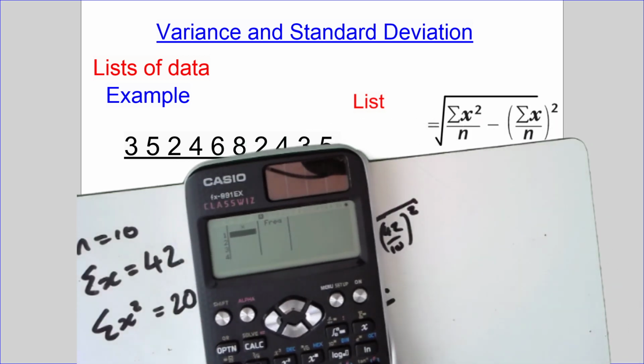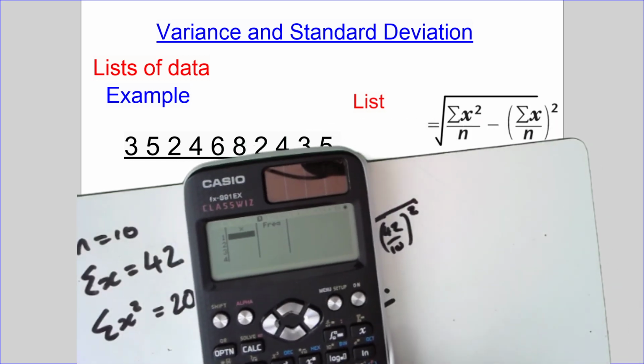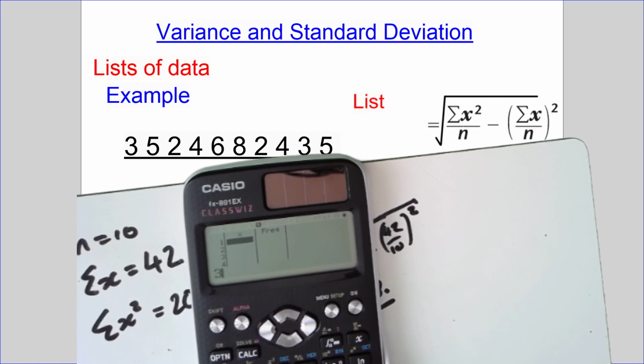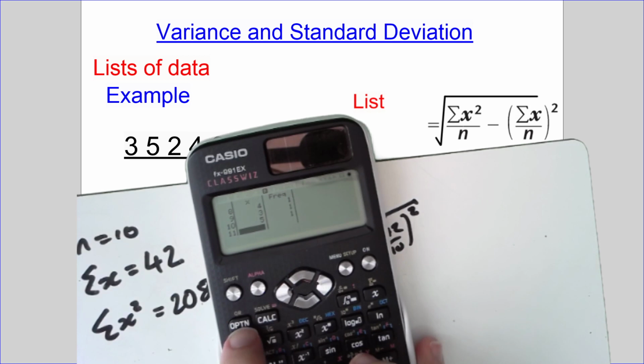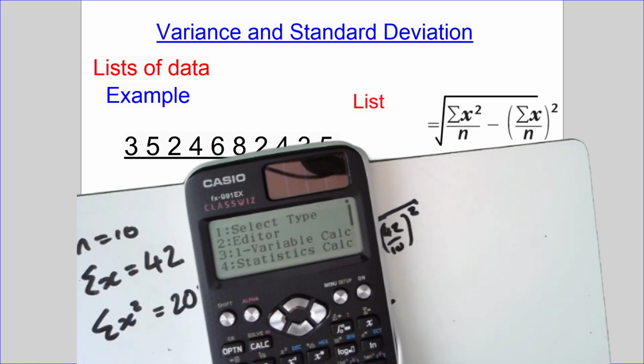So with this we're going to enter all of our data, so we've got 3, 5, 4, 6, 8, 2, 4, 3, 5. So we've got 10 things, they're all entered. We're going to go on option, which is up here. The option key is just there. And then we're going to go on one variable calculations, which is option number 3.